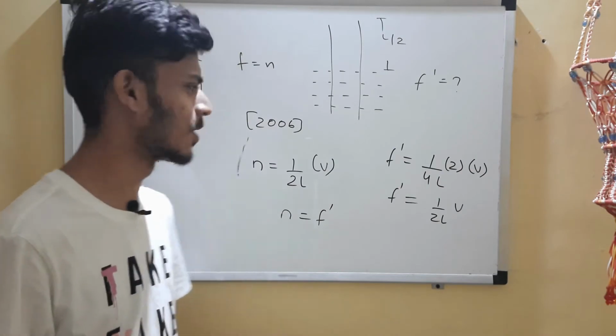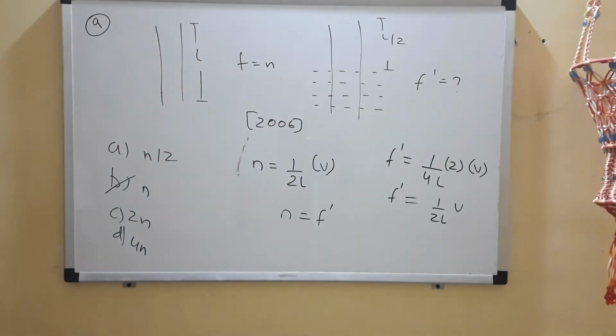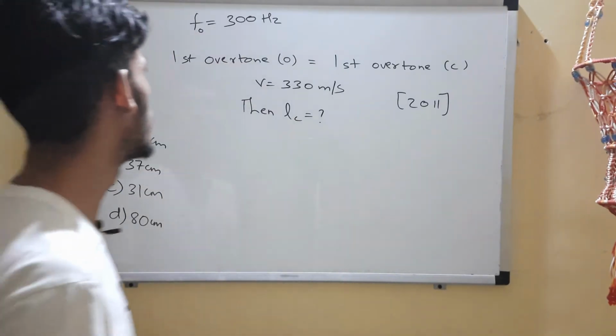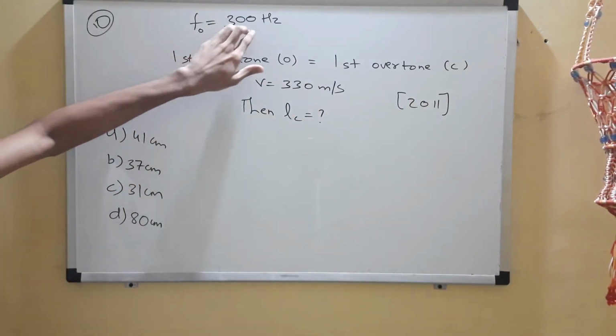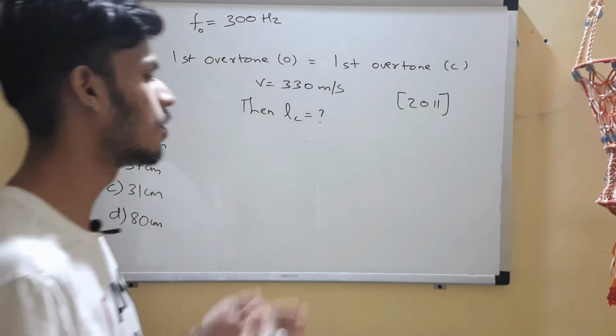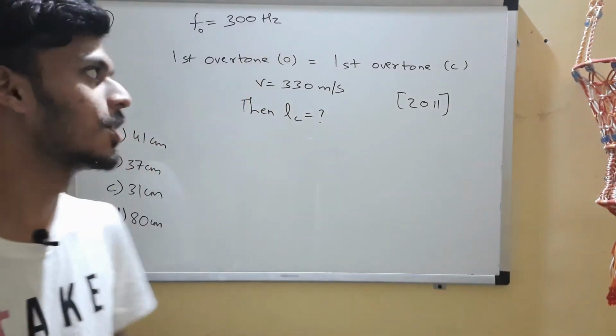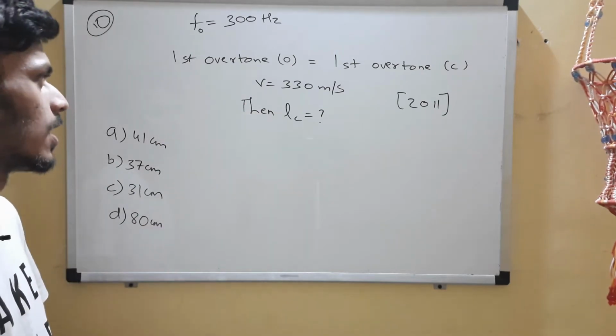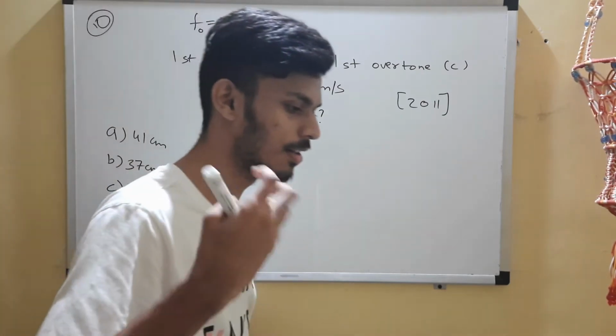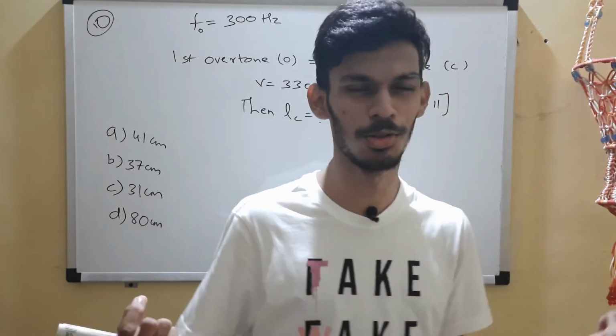So over to the next question. Question 10 over here. In this question, you are given that the fundamental frequency of an open organ pipe is 300 Hertz. The first overtone of the open organ pipe equals the first overtone of the closed organ pipe. The velocity of sound is also given. You are supposed to find the length of the closed organ pipe.